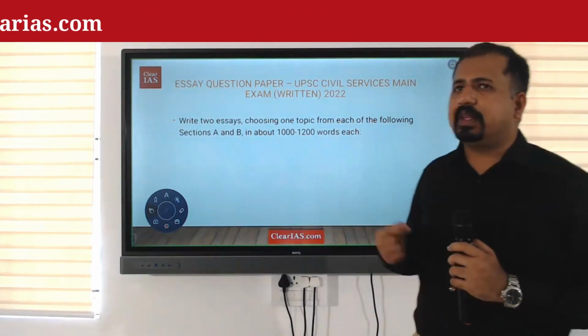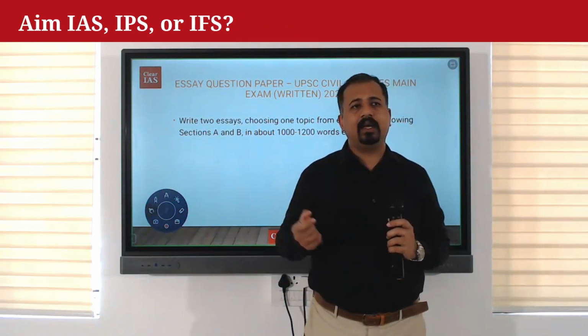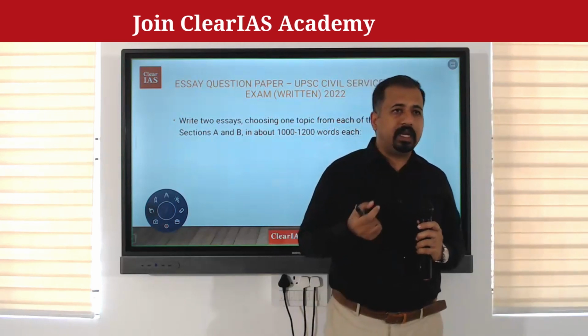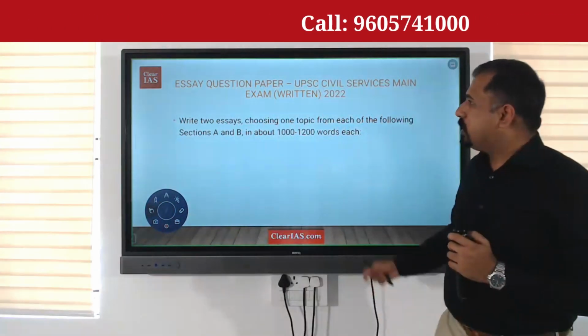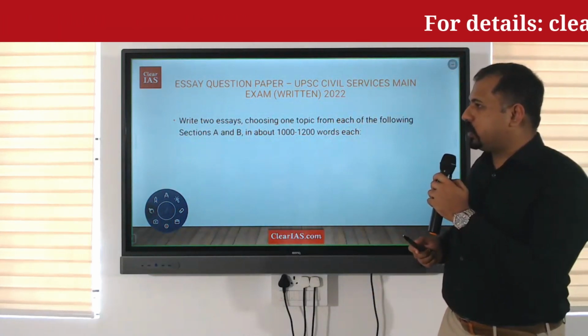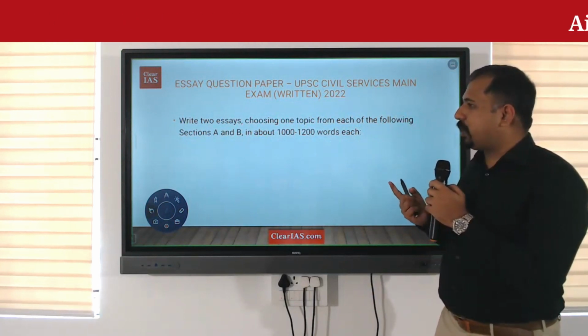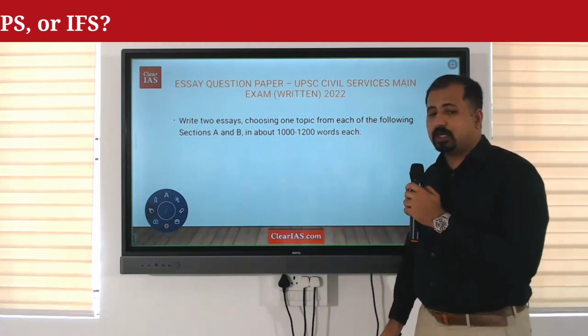So let's start with the last year question paper, so you will have clarity regarding what exactly UPSC intends with the essay paper. Let's look at last year's paper. This is what is written on the question paper: you need to write 2 essays, choosing one topic each from the following sections A and B, in about 1000 to 1200 words each.